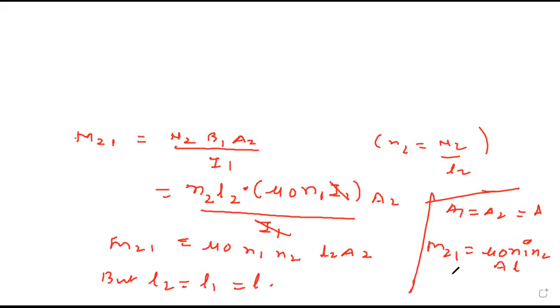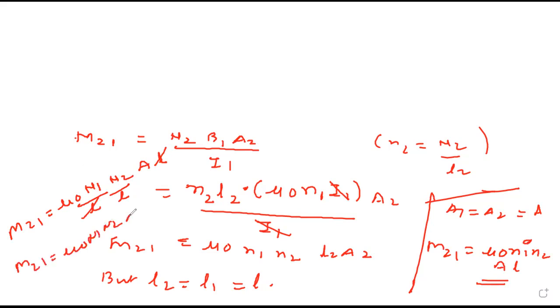Hello, completed till this? Yes, sir. So this is the formula for mutual inductance. You can write one more line. So M21 is mu naught, number of turns of the first one upon length, second one upon length, into A into L. So one L will get cancelled. Therefore, we can say it is mu naught N1 N2 A upon L. This is the formula for mutual inductance.